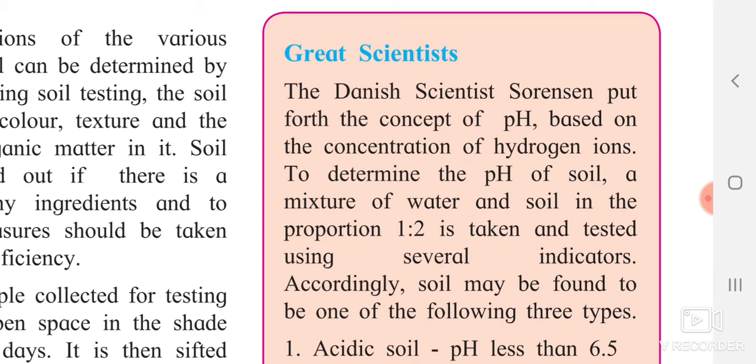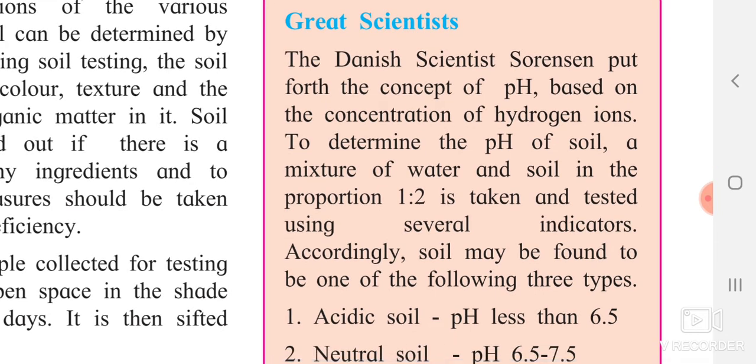What actually is pH? Our skin also has a pH. If our pH balance decreases or increases, if the pH value increases or decreases, you will feel that your skin is a little itchy, like some rashes are coming on it. It should be normal, it should be neutral. Okay, so what actually it is, we will just see.